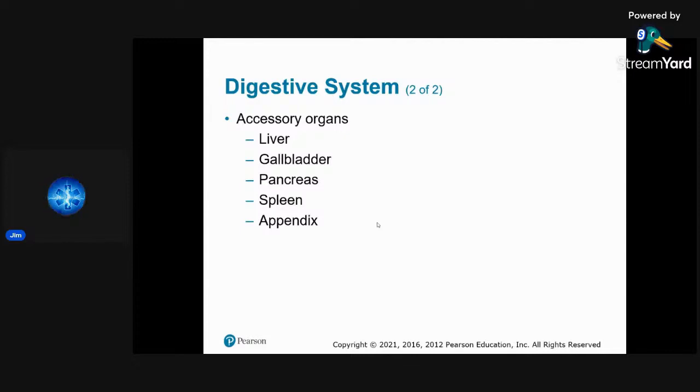Your pancreas and spleen. Your pancreas secretes a chemical that neutralizes your stomach acid when it comes out of the stomach. Appendix and spleen. The spleen plays a minor role in digestion, but we're not really sure what the appendix does.